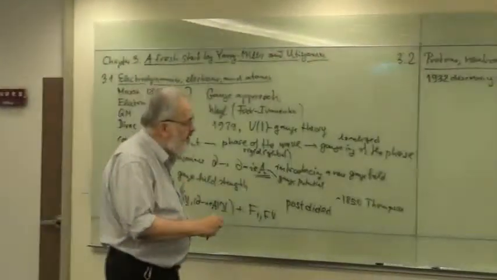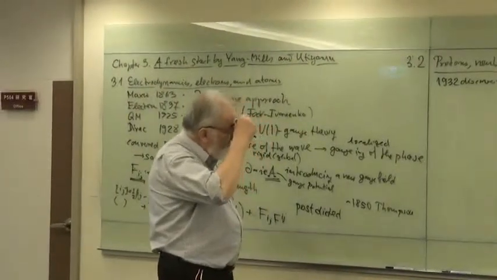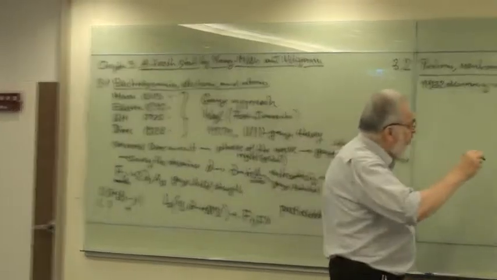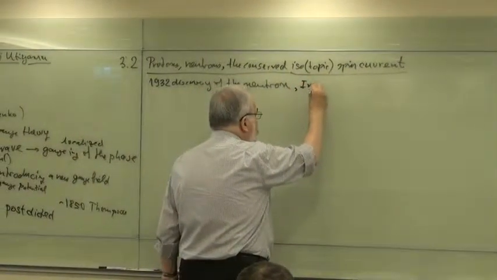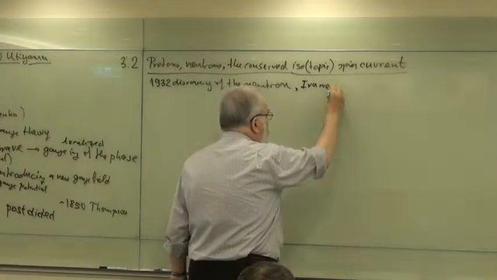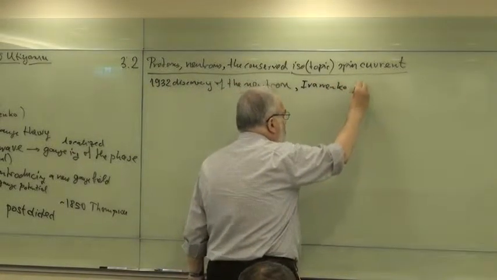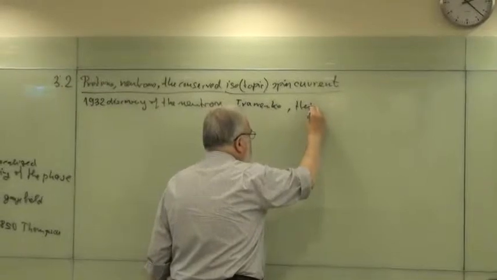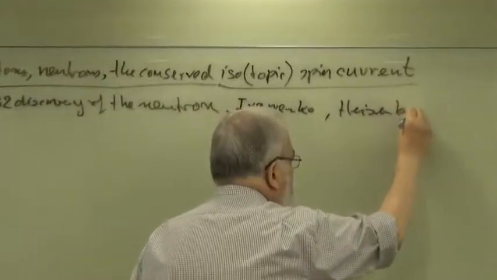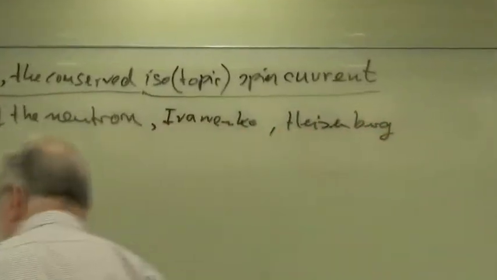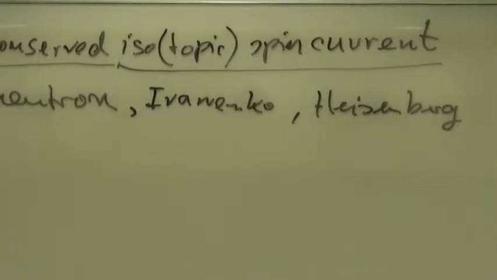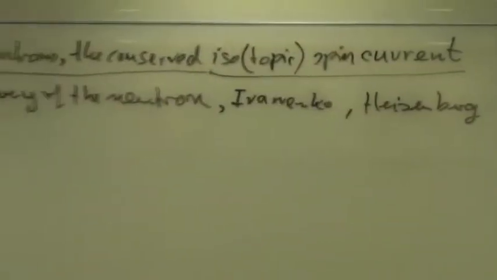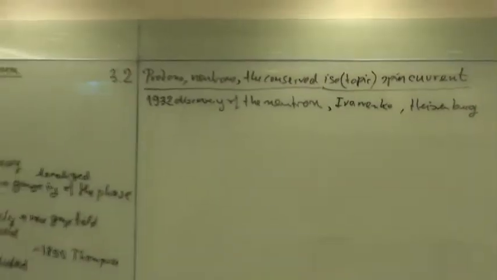And then when the neutron was discovered, immediately Ivanenko and then Heisenberg, Ivanenko and Heisenberg postulated or assumed that the nucleus is built from neutrons and protons. Ivanenko just stated that. Heisenberg immediately wrote a theory.